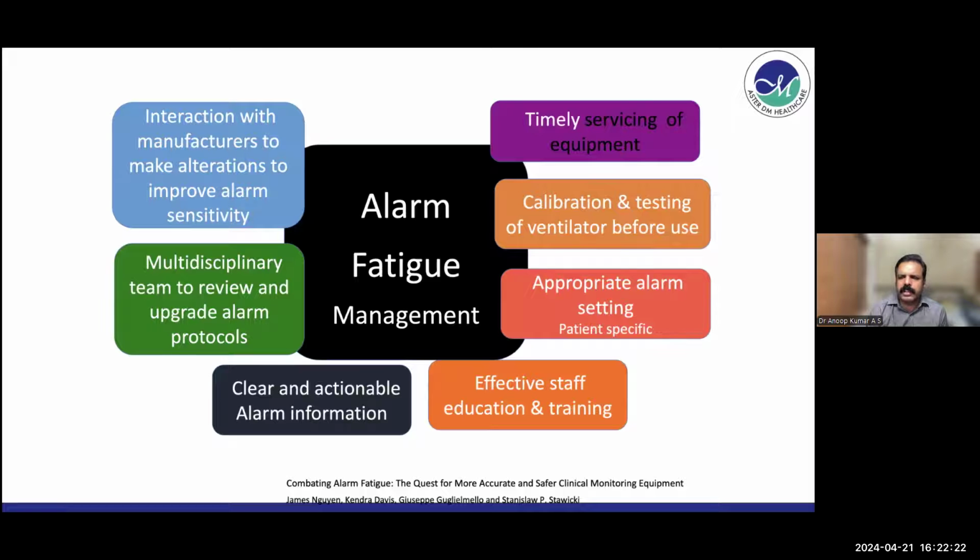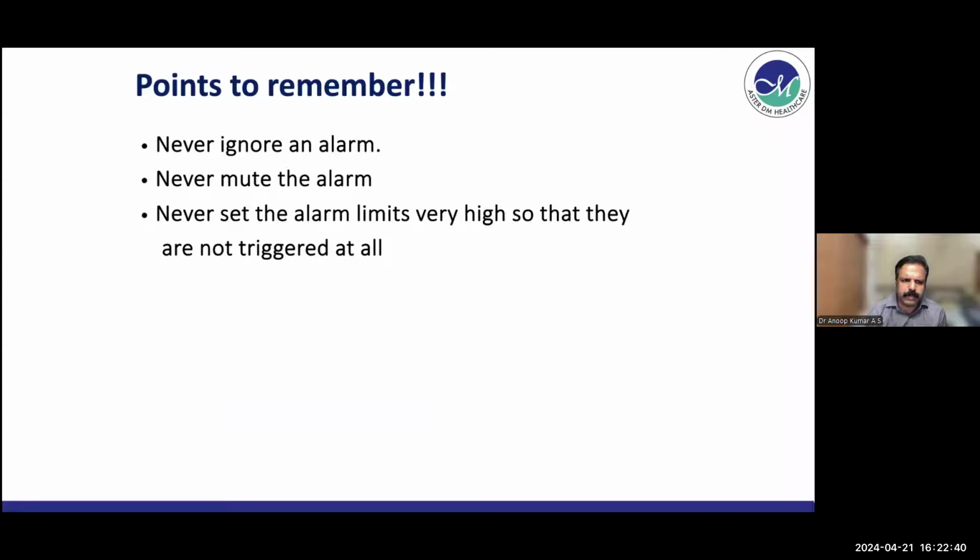We did not have enough good imported ventilators, and we were depending on Indian-made ventilators and had these issues. So whenever you face those issues with newer ventilators or new brands, it is better to interact with the manufacturers and give your feedback as well. So the main points to remember are: never ignore any ventilatory alarms, never mute the alarm unless you understand what the issue is, and never set the alarm limits so high that they are not triggered at all.